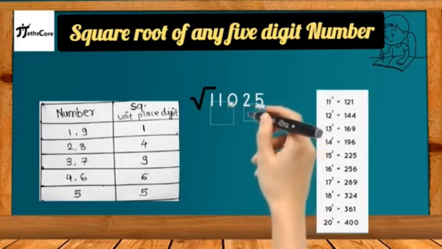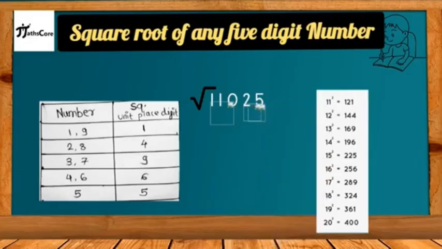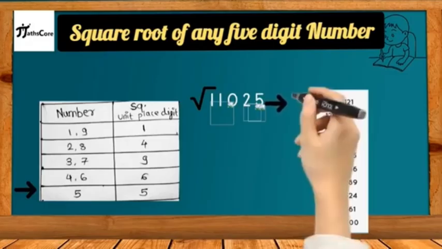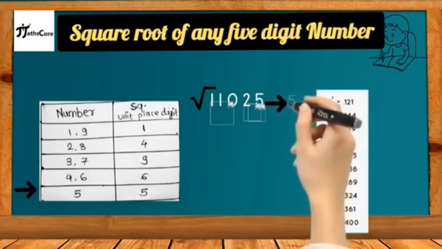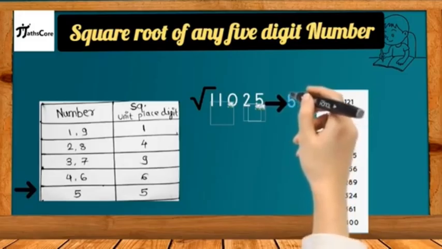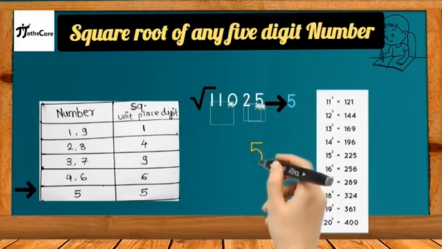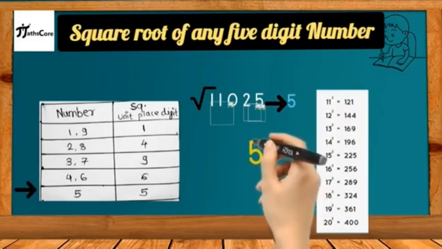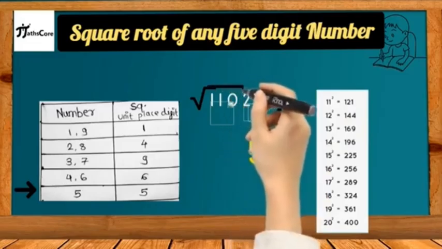Now focus on unit place digit 5. Now observe the table and let us find out after making the square of which number we will get 5 at its unit place. So here is the answer, 5. 5 square is 25, so the unit place digit is 5. So there are no other possibilities. Here is a fixed number we got, which is 5. So the square root of 11,025 will contain 5 at its unit place.